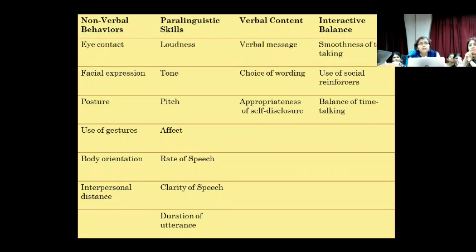The non-verbal behaviors involve eye contact, facial expression, posture, use of gestures, body orientation, and interpersonal distance. Paralinguistic skills include loudness, tone, pitch, affect, rate of speech, clarity of speech, and duration of utterance from an individual. The verbal content includes the verbal message, the choice of wording by an individual, and the appropriateness of self-disclosure. Interactive balance involves the smoothness of turn taking as we initiate a conversation, how the individuals take turns, and whether there's a smooth transition of conversation, along with use of social reinforcers and balance of time taken.